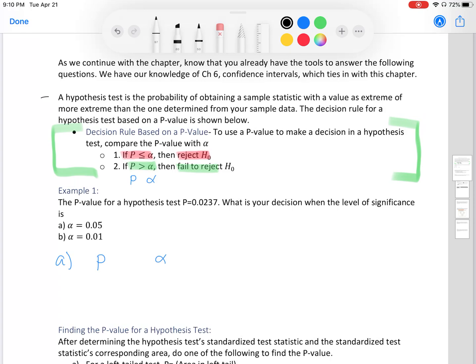For A, my P is 0.05. I'm sorry, that's your alpha. We have this P of 0.0237. So my P is 0.0237, and I have an alpha of 0.05. Okay, which one's bigger? If you're ever confused, you can kind of block out those last 2 digits and think of it as cents. What's more, 2 cents or 5 cents? And we see 5 cents is more than 2 cents, right?